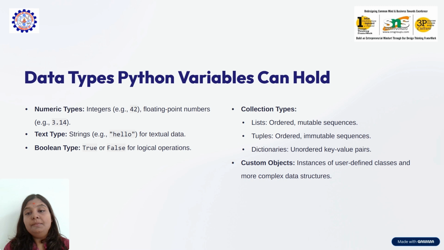Lists are ordered mutable sequences. Tuples are ordered immutable sequences. Dictionaries are unordered key value pairs. Custom objects are instances of user defined classes and more complex data structures.